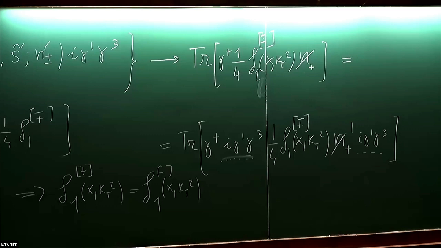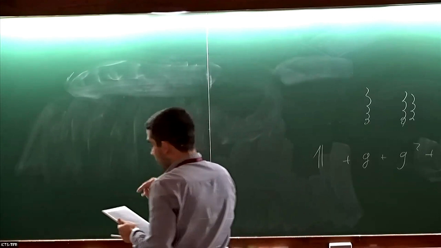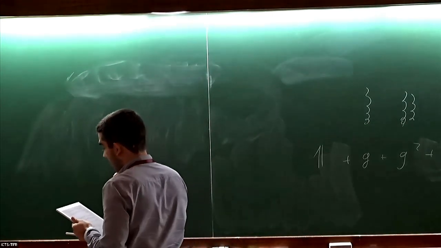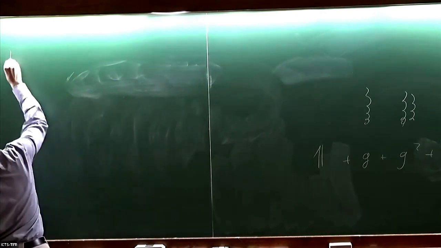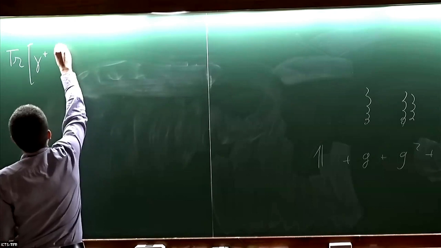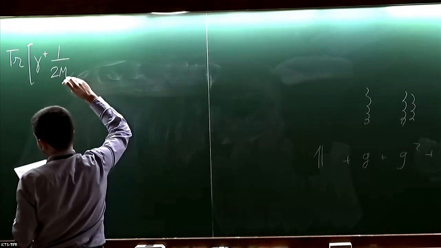Okay, for the Sievers case, you have something like this. So let's project again with the gamma plus, but let's consider the spin dependent part. So we have the trace of gamma plus with the spin dependent part of the correlator for the gamma plus projection.